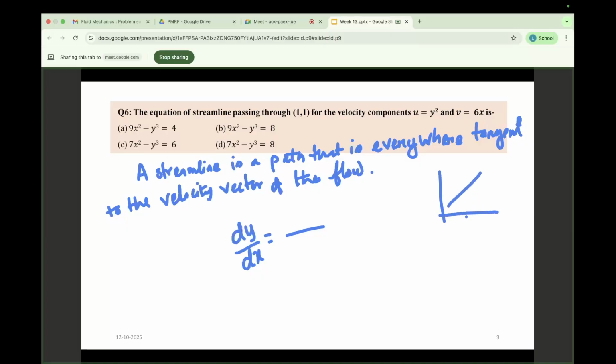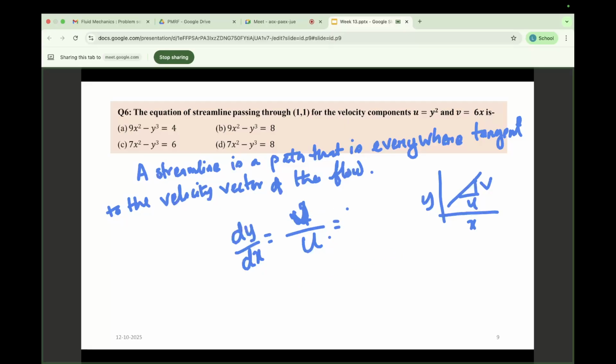So if this is x and y, this tangent is with respect to the velocity vector. That means in the y direction the velocity is v and in the x direction it is u. So correspondingly it should be v by u. You can put this equation, integrate, and you will get the value. So please calculate. I'm just doing another step for you.